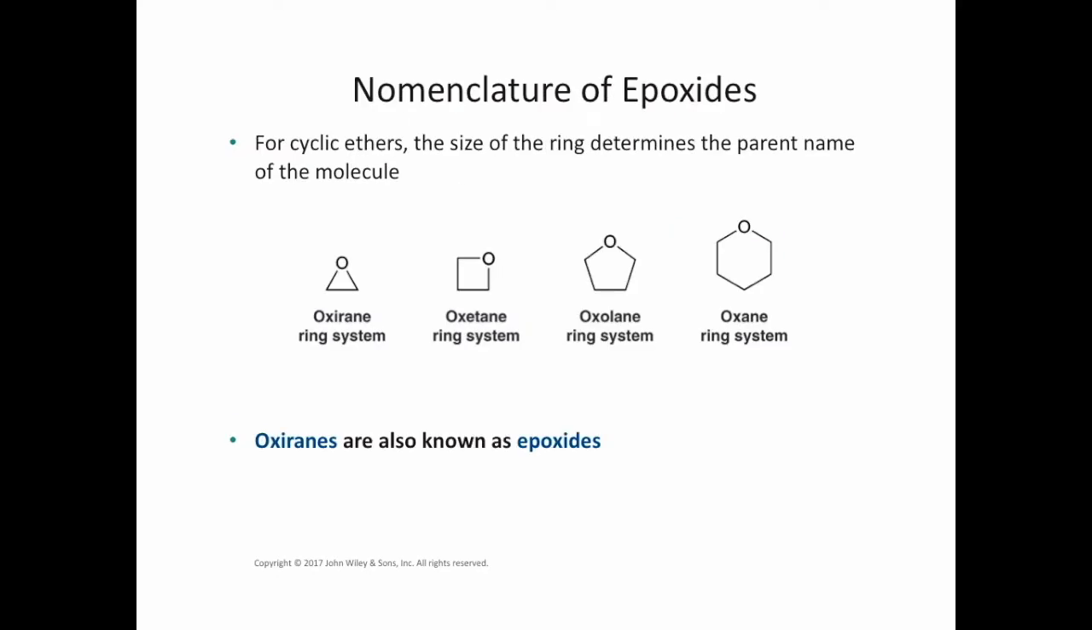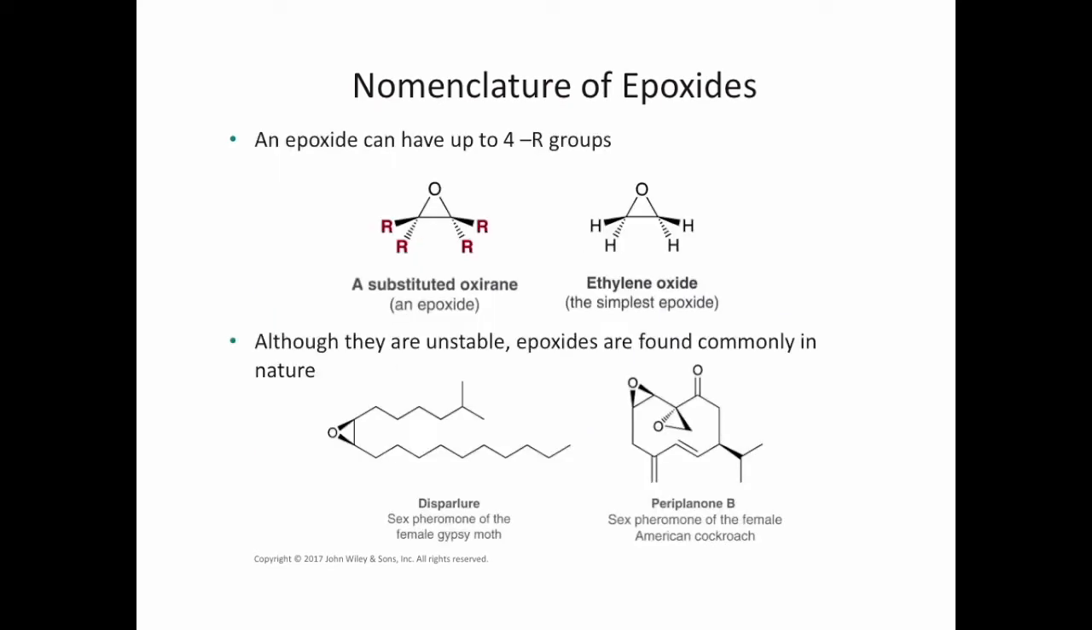In naming cyclic ethers, so ethers in a ring, the size of the ring determines the parent name. Those are shown here. Oxiranes are more commonly known as epoxides. An epoxide can have up to 4 R groups because each carbon of the epoxide can have 2 R groups attached to it. And epoxides, while they are somewhat unstable, are found in nature. So for example, here are some pheromones found in nature that contain epoxides.